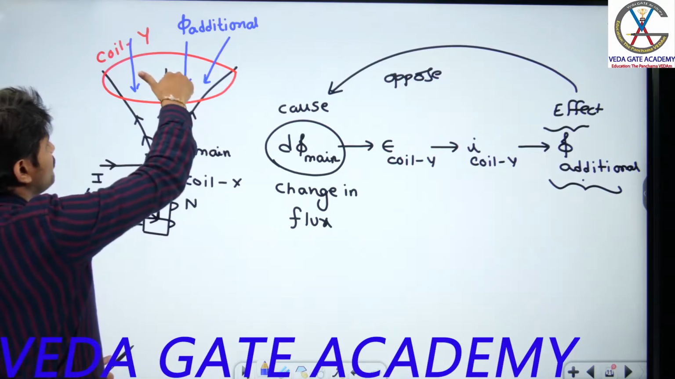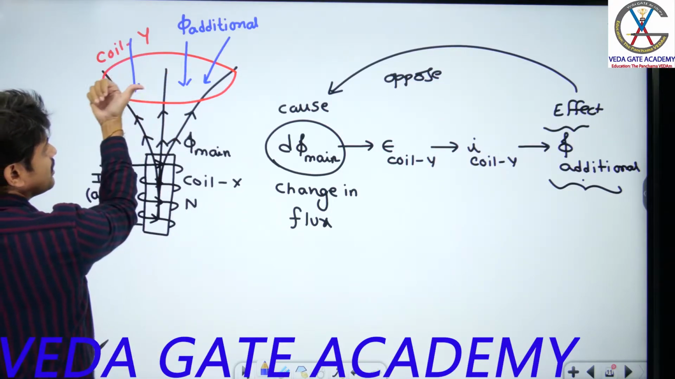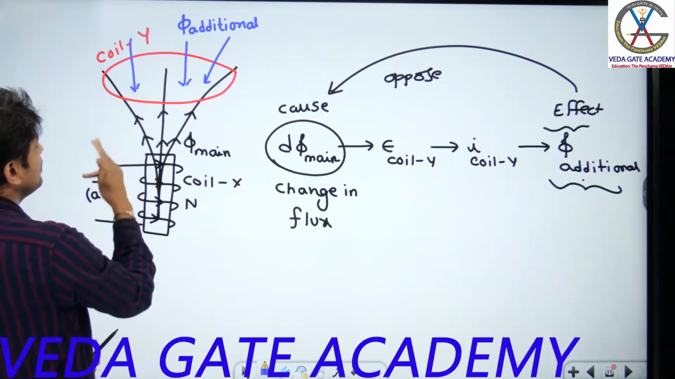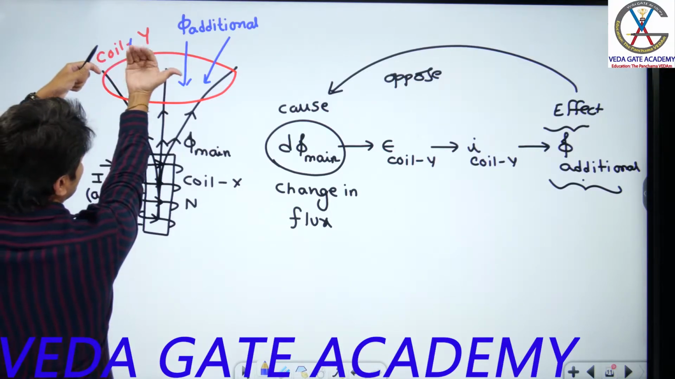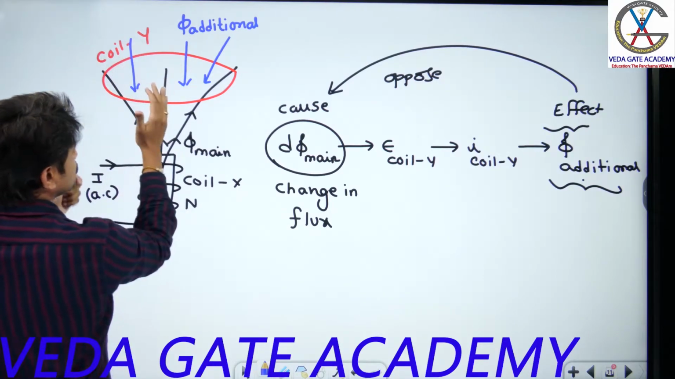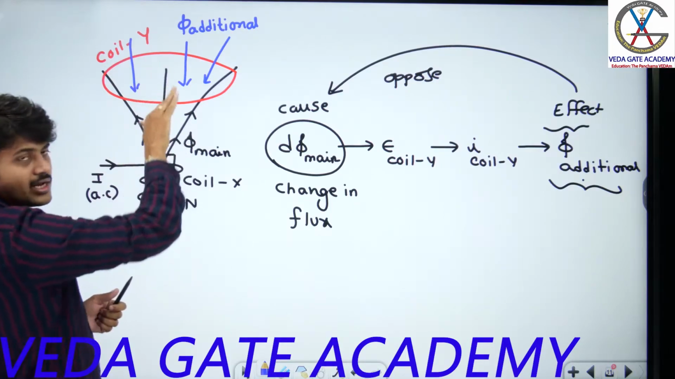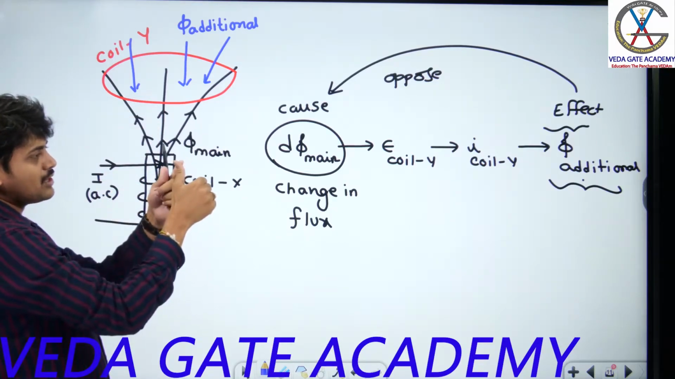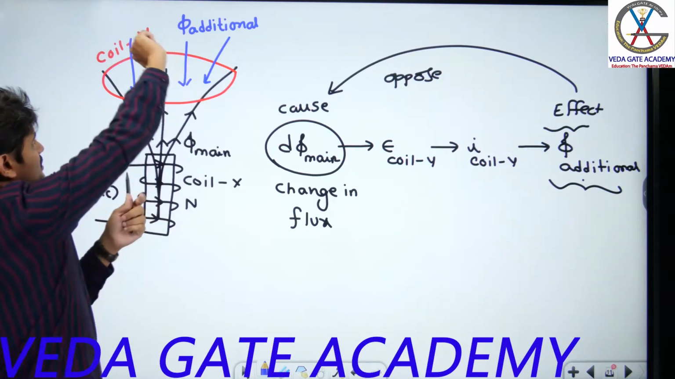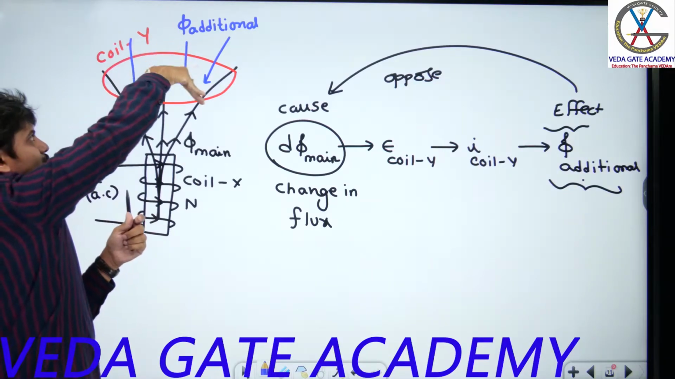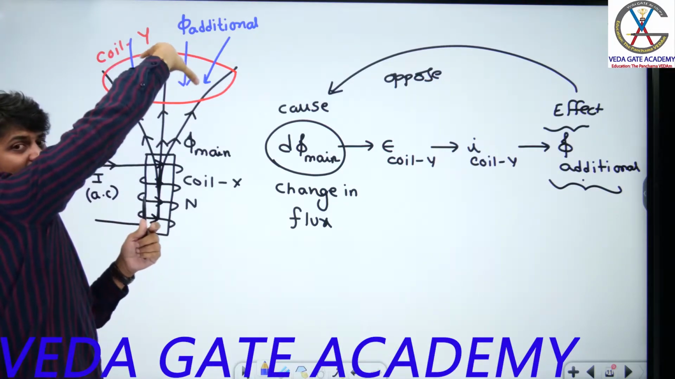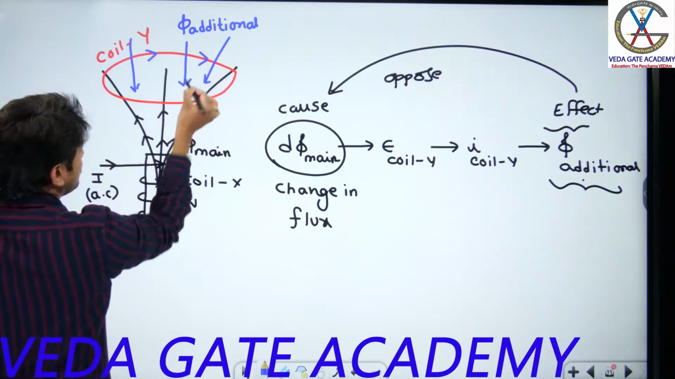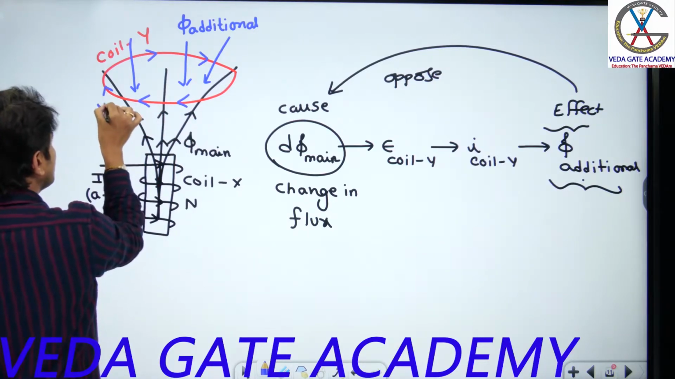So how to determine the direction of current? Here, my flux lines are moving in which direction? My flux lines are moving in the downward direction. If you assume this is a coil and my flux is moving downward, or if you use the right hand thumb rule, it is a coil having a number of turns, right? My thumb represents the direction of flux, so here the thumb is in the downward direction. Now my four fingers are moving in which direction, clockwise or anti-clockwise? Clockwise. So I can say the direction of the current in this particular coil Y is in this direction. So I got the direction of current.